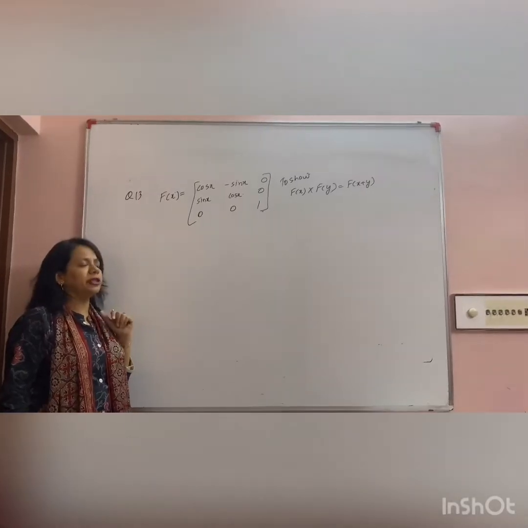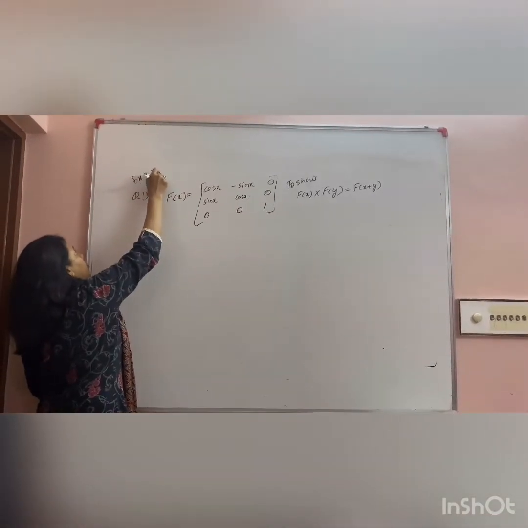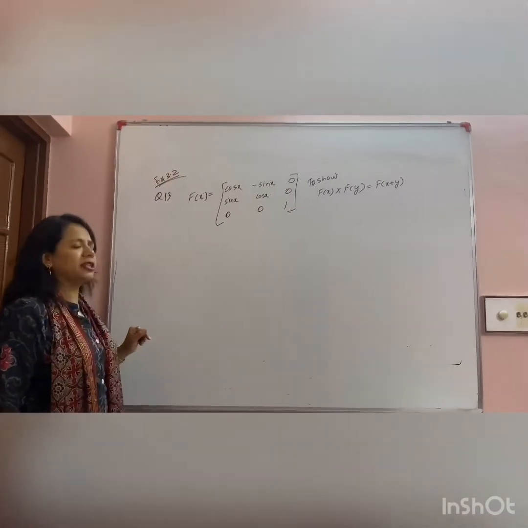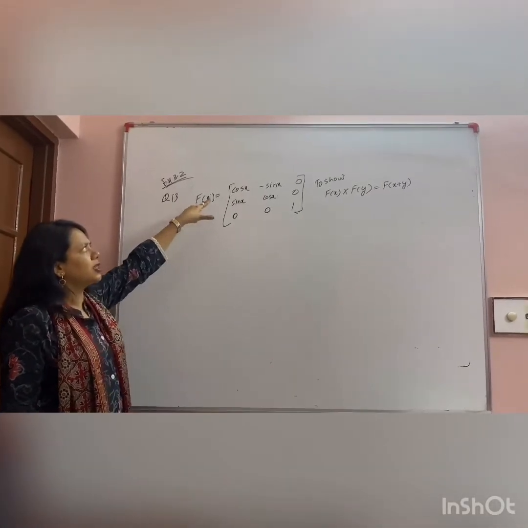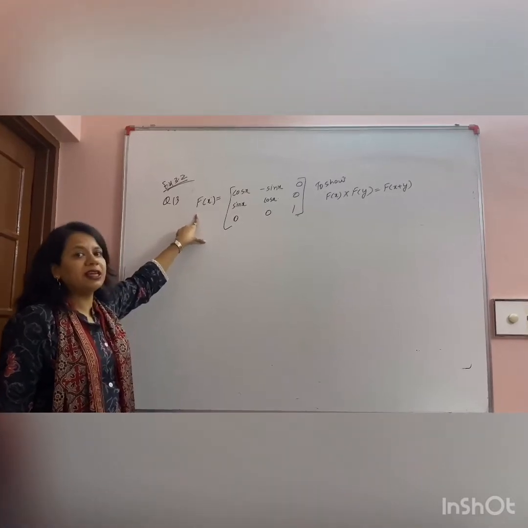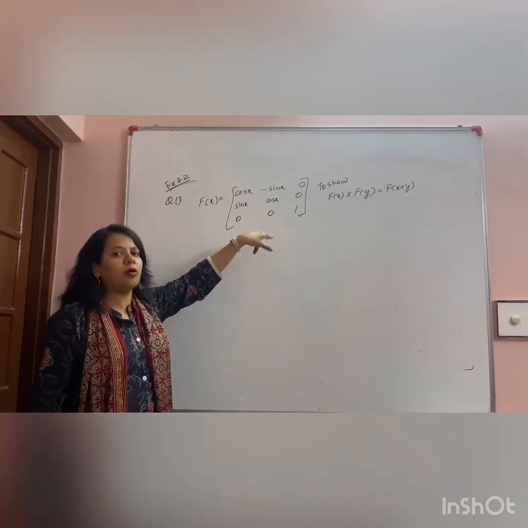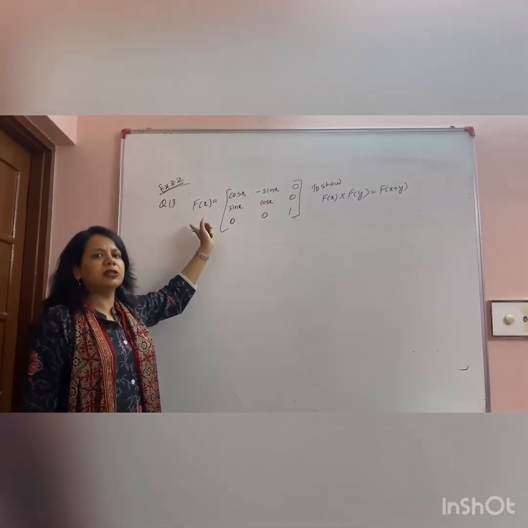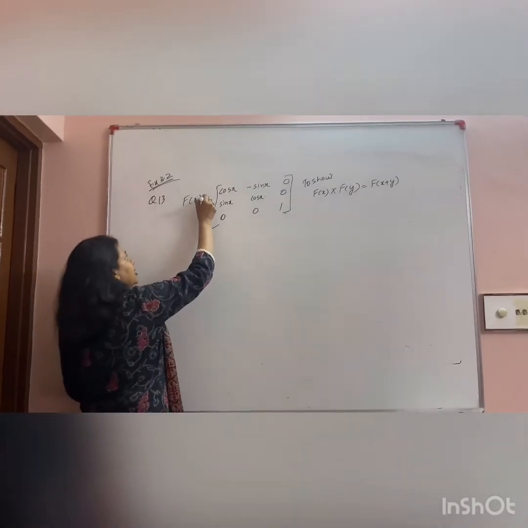Another question on matrix multiplication. This is exercise 3.2, question 13 that we are taking over here. Now here a matrix is given to me, cos x, minus sin x, 0, and it is written as f(x). f(x) means that this matrix is a function of the x variable. So it is a matrix which is given in the form of a function. So f(x) is my function.